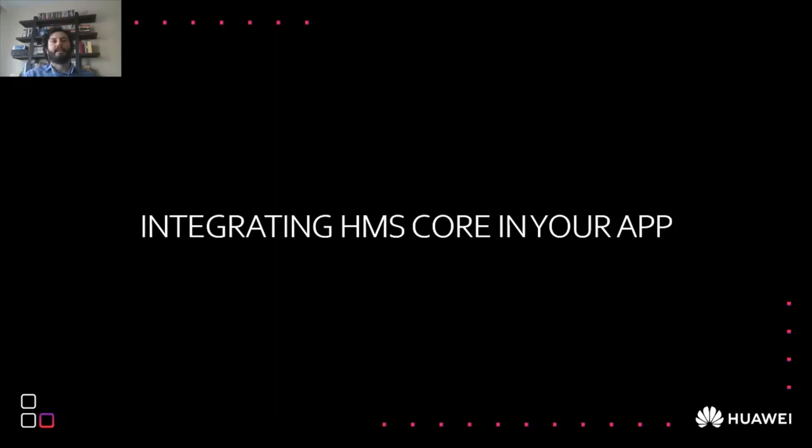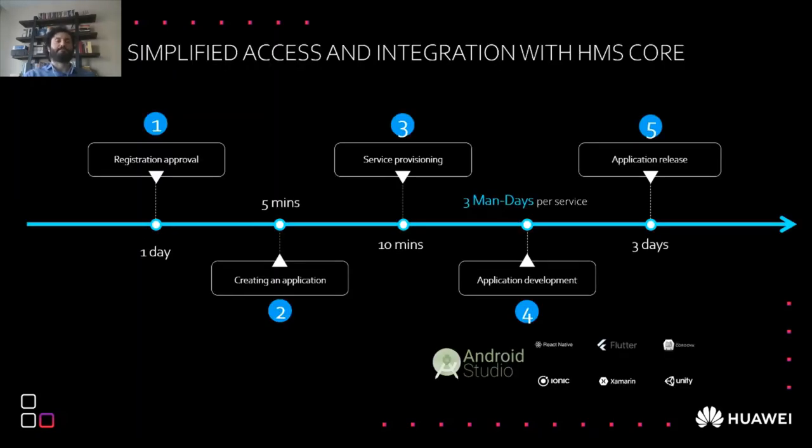So let's look at the integration steps for your HMS Core. There are 5 steps we need to follow. First, you need to register with your developer account, and you need to start creating an application on your IDE. You need to enable the services on App Gallery Connect. So after your registration, after you're creating the application on our App Gallery Connect, then you need to enable the services. For example, if you will use the map service or in-app purchase, you need to enable these cloud services.